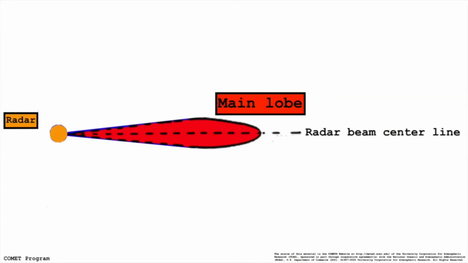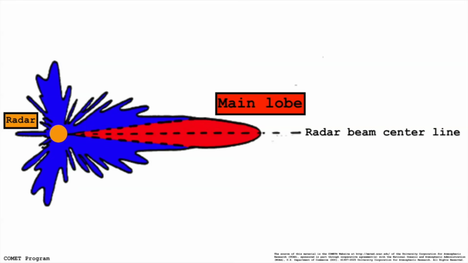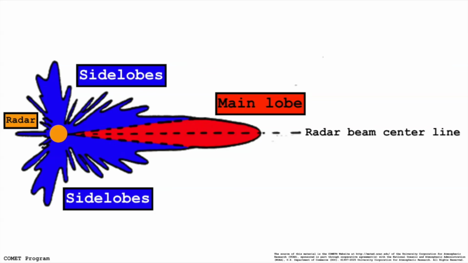Up to this point, we've described the radar beam as being focused within a single lobe of energy. However, this is not exactly the case, as radars have an imperfect radiation pattern. This creates weaker auxiliary lobes of energy that occur both in the horizontal and vertical, called side lobes, that can sometimes impact data quality, particularly in the velocity product.